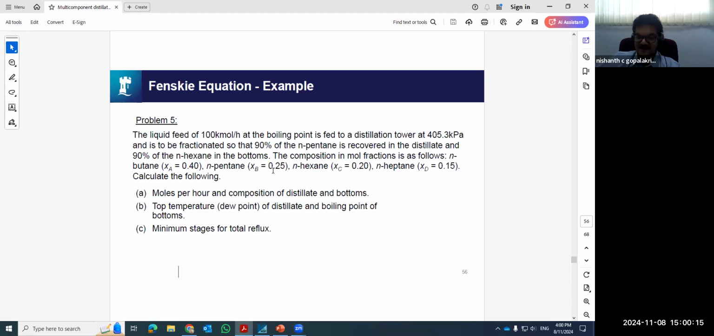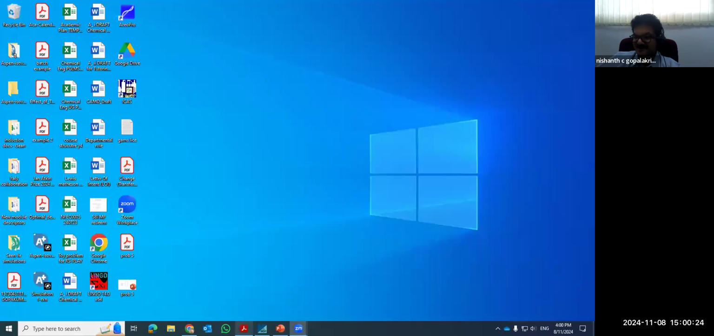Well, the target is you want 90% of hexane at the bottom, right? So how much is 90% of hexane? I believe the 2 kilomole per hour of hexane, you are referring to how much of that goes to the top, right? 90% of hexane in the bottom means 18. Yeah, 18 kilomole per hour, exactly.